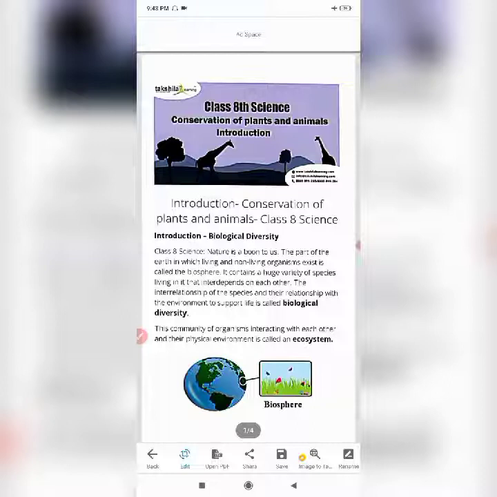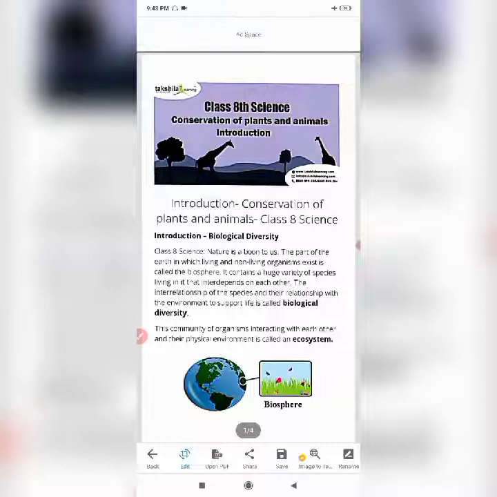And nature is a boon to us. Nature, that is the part on the earth in which living and non-living organisms exist, is called the biosphere. So we all are living in the biosphere, and it contains a huge variety of species living in it that interdepend on each other, and this interdependency is called biological diversity.